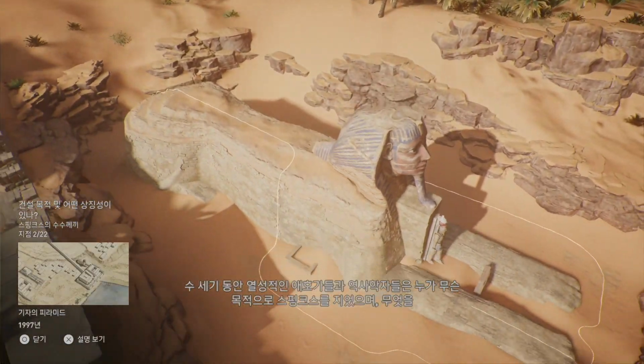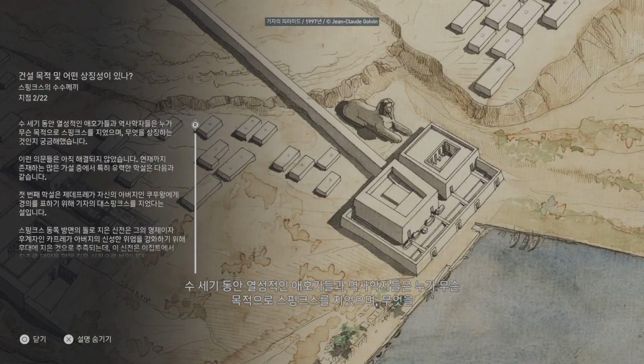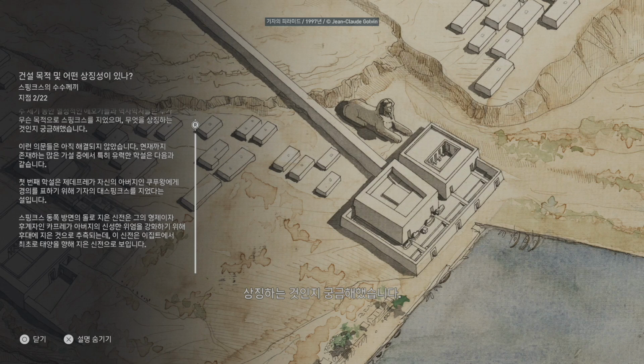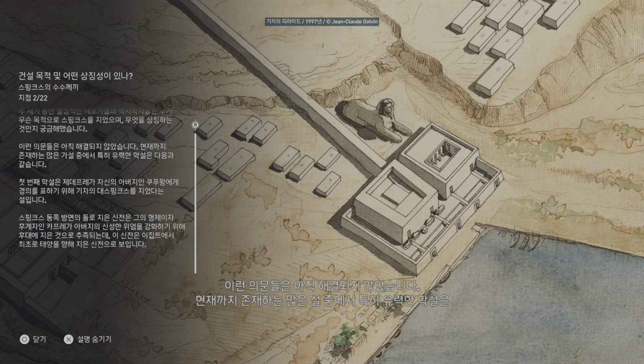Over the centuries, enthusiasts and historians alike have wondered: who built the Sphinx? For what purpose? And who does it represent? These questions remain unanswered. Several theories do exist, however, some more credible than others.